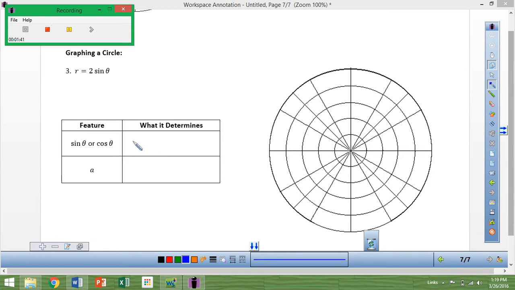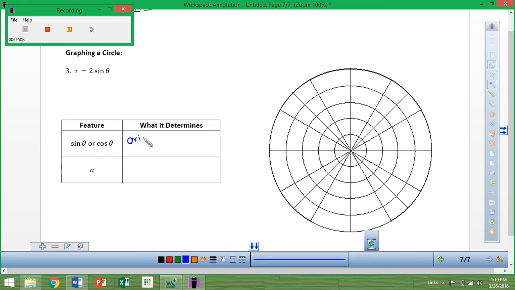So is it sine or is it cosine? What that determines is the orientation. Okay, so you might just want to write that down. It determines the orientation. If it's sine, that just means that the circle is going to be oriented along the y-axis, or up and down. And if it's a cosine, it's going to be oriented either to the left or to the right. So since this wasn't a cosine, this is going to be an orientation of being up or down. I also know it's up because that 2 is positive.